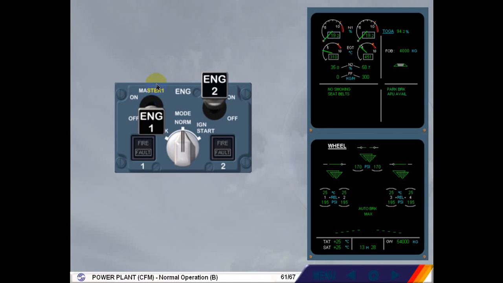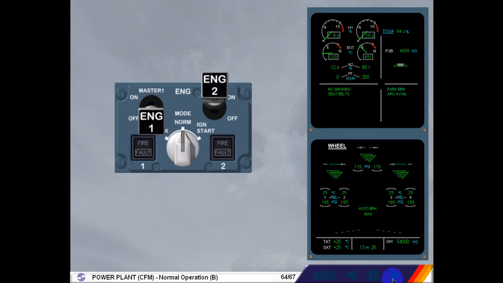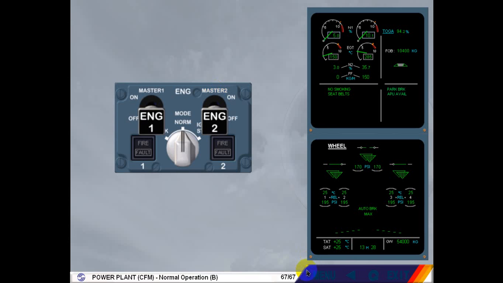The engine shuts down. On the engine warning display, the fuel flow indication is 0. The EGT decreases. N1 and N2 decrease. Switch off engine 2. Engines 1 and 2 are shut down.